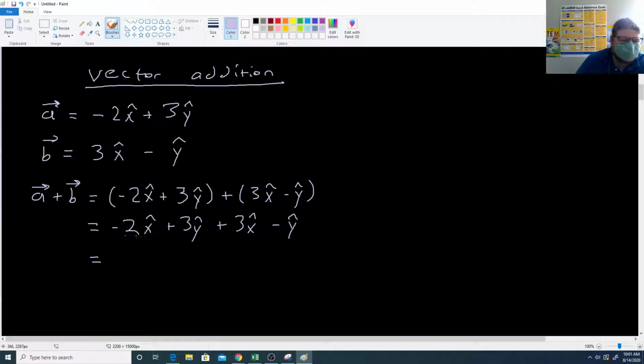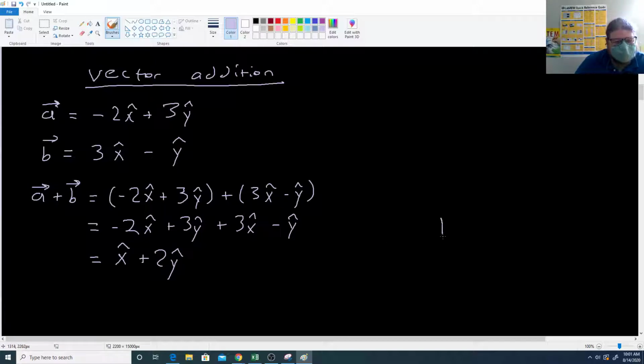So negative 2x hat, we add that to 3x hats. There's negative 2x hats here plus 3x hats there. We end up with a single x hat. And I'm not going to write the one out front for the same reason we did earlier. Then if we've got 3 y hats here and we take away 1 y hat, 3 y hats minus 1 y hat says you have 2 y hats left.